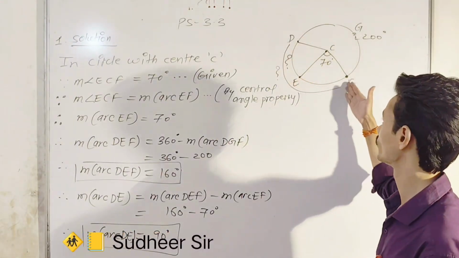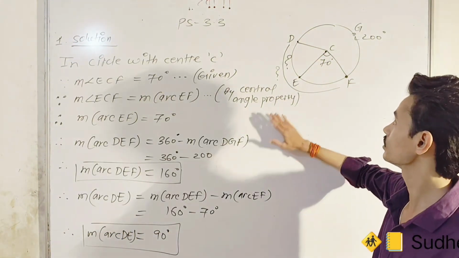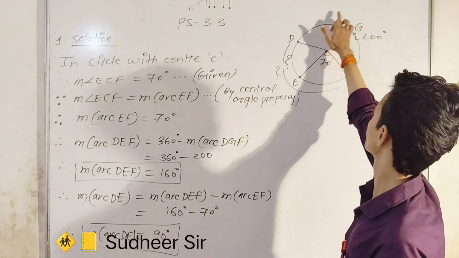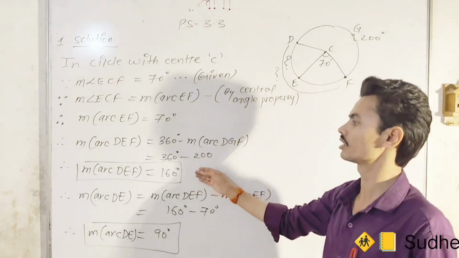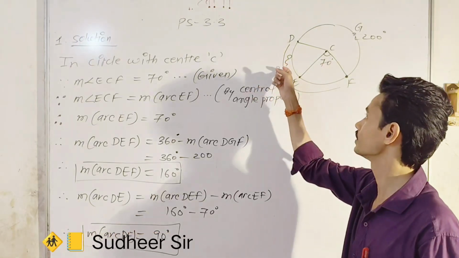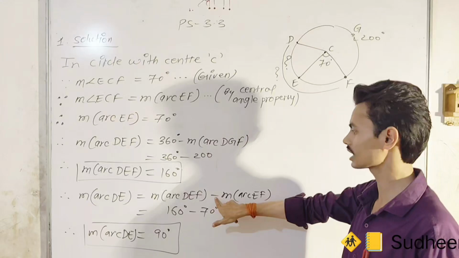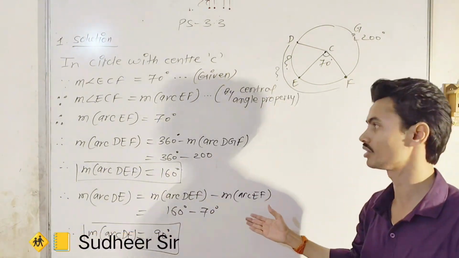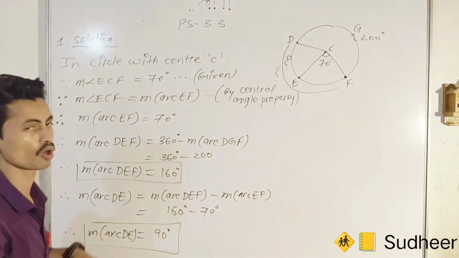Now for our DEF we use this property. As we know, the measure of a circle is 360 degrees, so we subtract the value of DGF which is given in the textbook. We subtracted and got the value of DEF as 160. Now we have to find the value of DE. With the help of DEF and EF, by subtraction we got the value of major arc DE. So in this way we got all the values asked in your textbook. Please note this down properly.